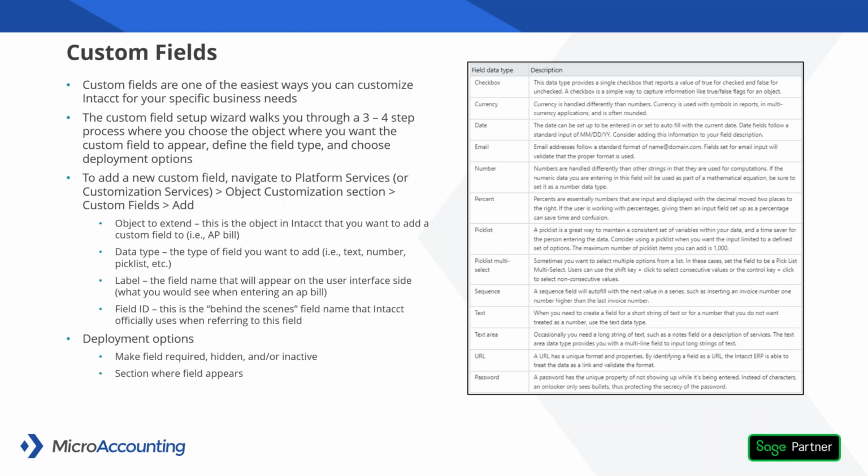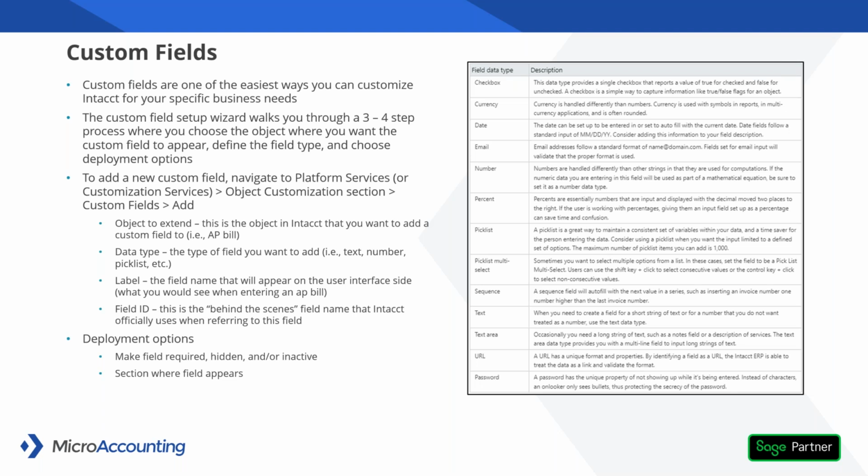So the first big thing is custom fields. Custom fields are one of the easiest ways you can customize Intacct for your specific business needs. The custom field setup wizard walks you through a 3 to 4 step process where you can choose the object where you want the custom field to appear, define the field type, and choose your deployment options. This screenshot on the right side of the screen shows the different field data types you can use for custom fields.